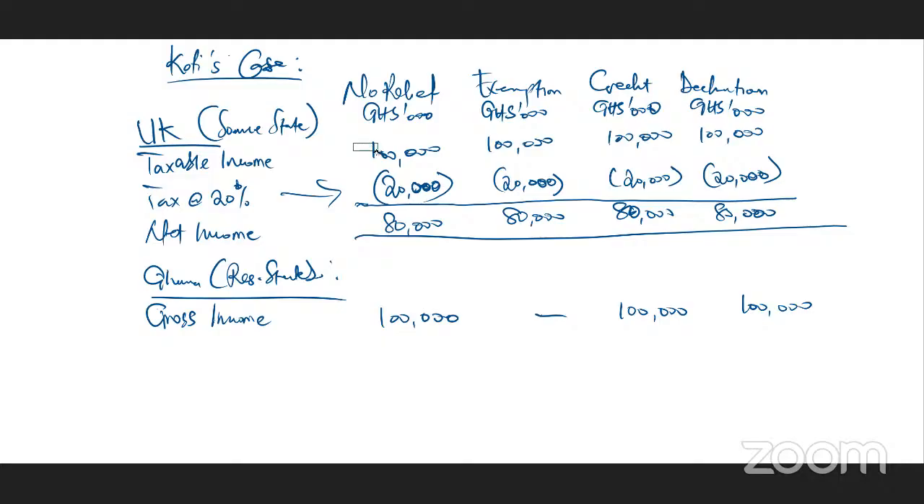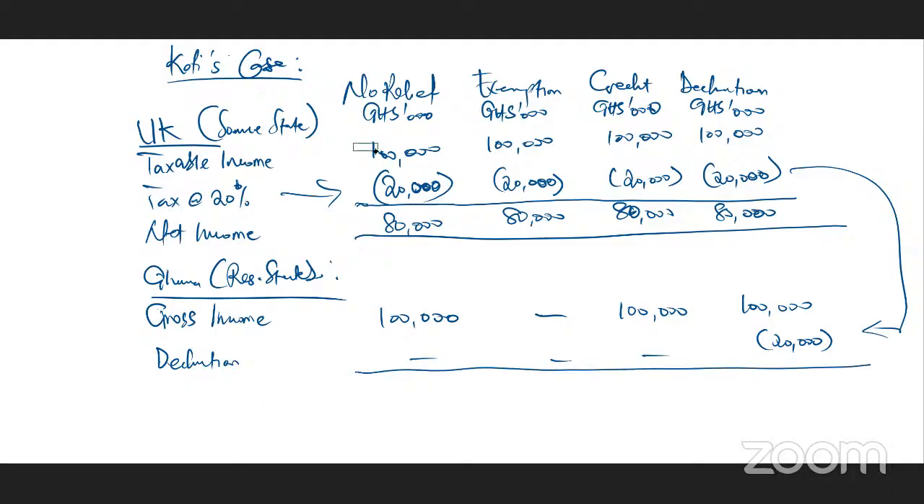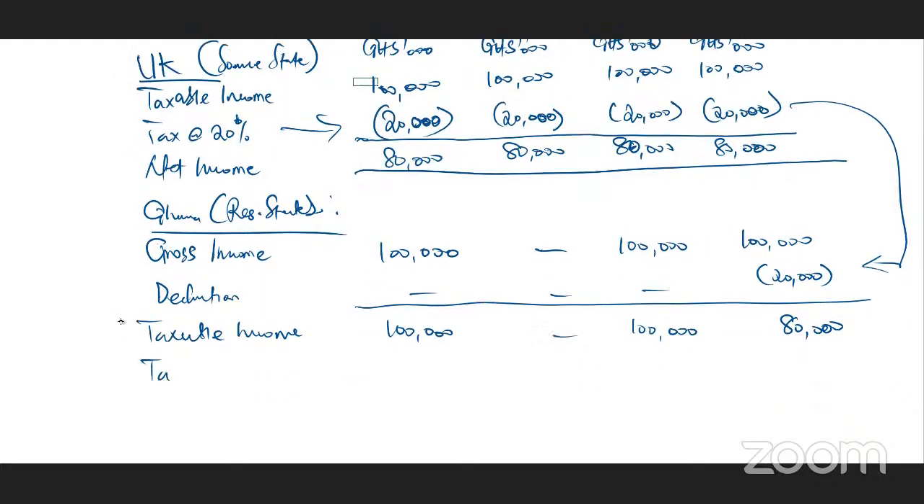Remember that under the deduction method, you get a deduction for the tax that you paid. True or false? It's true. So that one will be a deduction against your income. But for all other methods, you don't get any deduction. So your taxable income will still be 100,000 when there's no relief, and nil under exemption. But for the deduction method, you are taxed on 80,000. Then now we calculate his tax payable.